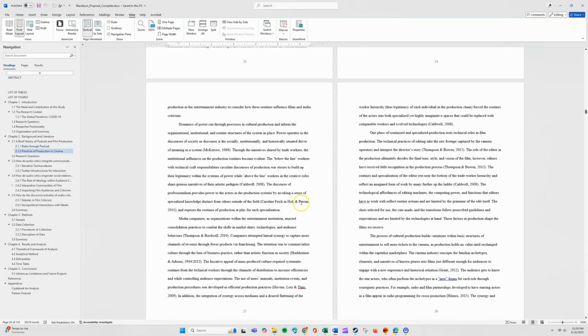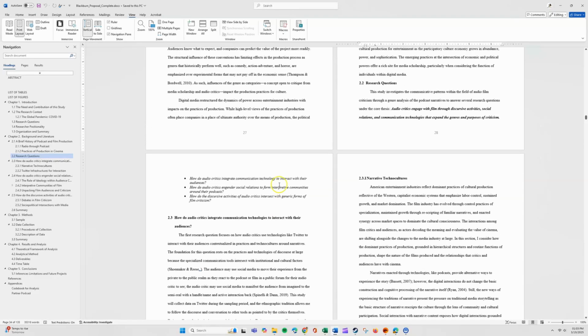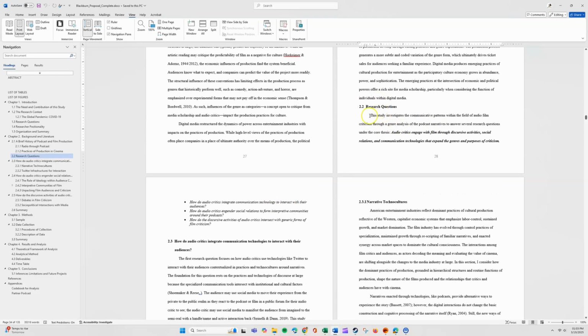Then we get to my actual research questions. So I have my introduction, the big picture: what am I investigating? Audio and critics engage with film through these discursive activities, social relations, and community technologies that expand the genres and purpose of criticism. That's my big picture reason and purpose. And then I have these very specific questions.